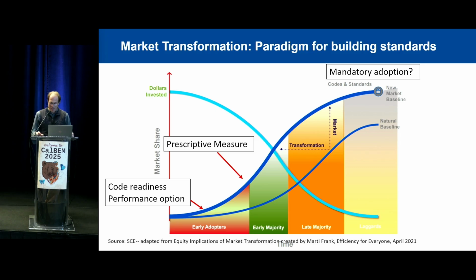I want to point out the code readiness, the early adopters on the lower end of the curve. There are performance options out there. Then we scale up, we adopt these measures as prescriptive, and there's more market transformation, things are going awesome, and then at some point the market is transformed, then we transition maybe into a mandatory adoption phase.